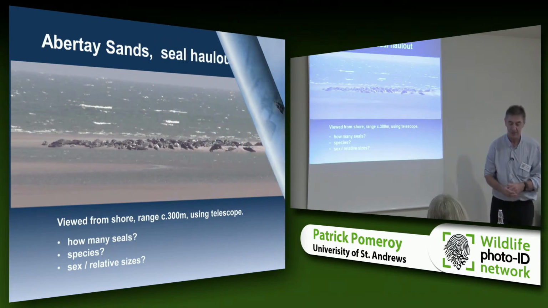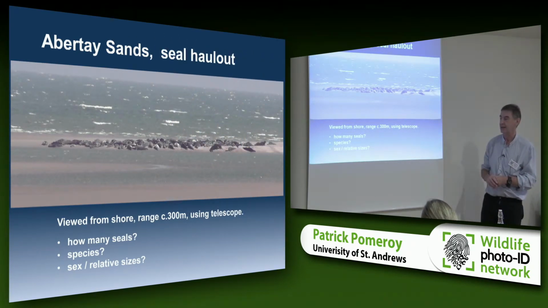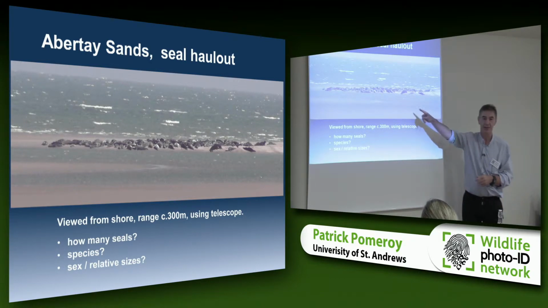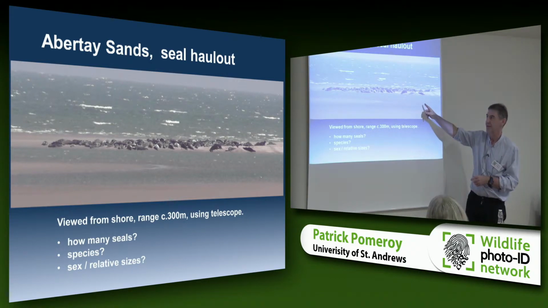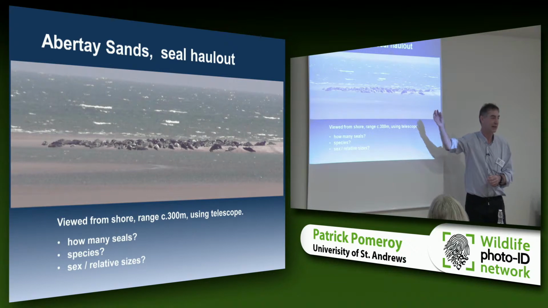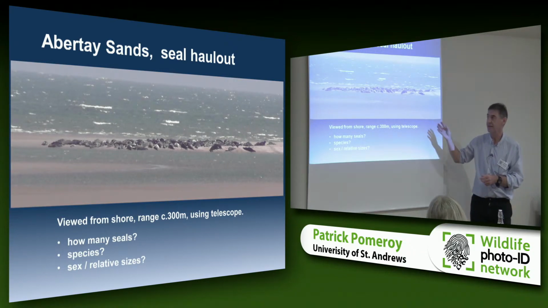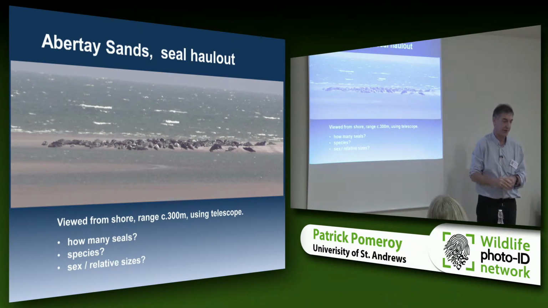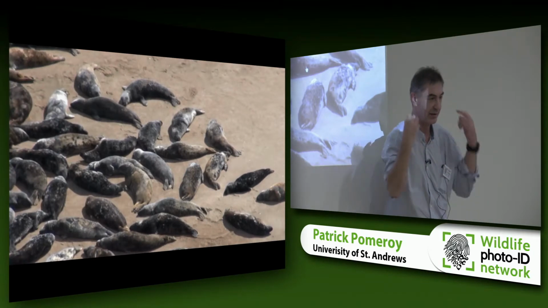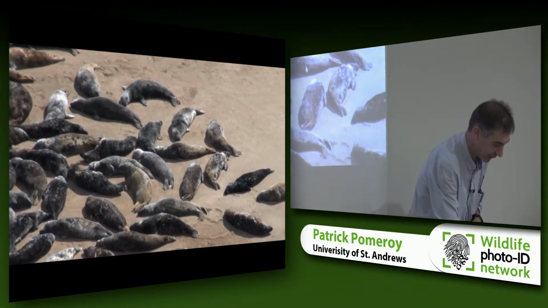Okay, so typically, as I've said, one of our problems is getting images from something like this, because this is a typical grey seal haul-out at the Abertay Sands. Viewed from shore, all you can see is a smear of seals. You can't make out how many animals are there, you don't know what age, sex they are, and in some cases you can't even tell what species they are, because we also have harbour seals here as well. An animal there that has a net mark on it. Let's move on swiftly.